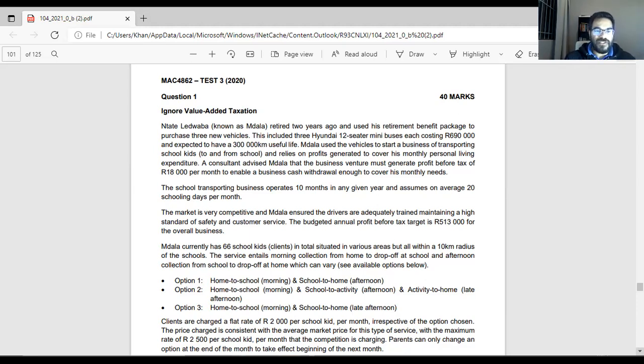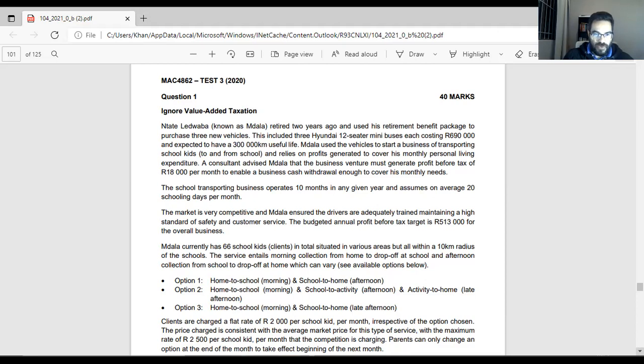So Madonna has 66 school kids in total situated in various areas, but all within a 10-kilometer radius of the schools. The service entails morning collection from home to drop off at school and afternoon collection from school to drop off at home, which can vary. See options below. Okay, so option 1, home to school, school to home, that's afternoon. And then option 2, home to school, school to activity, activity to home. Okay, so that's option 2. And then option 3, home to school and school to home.